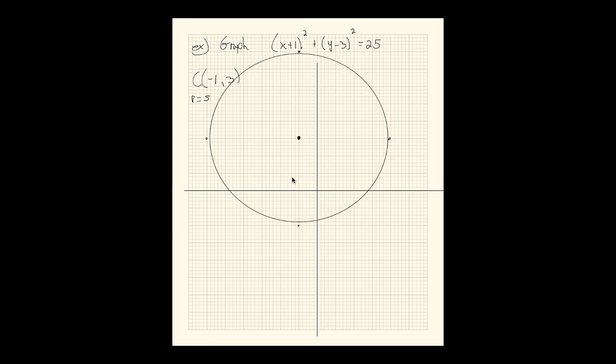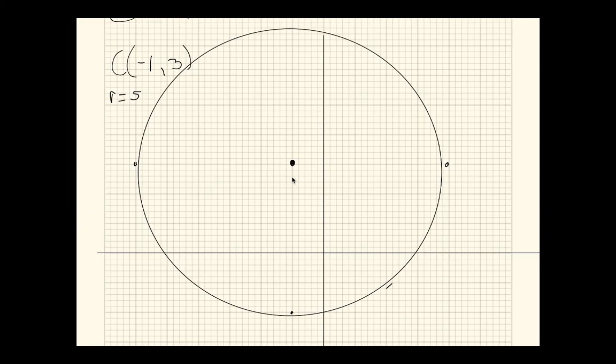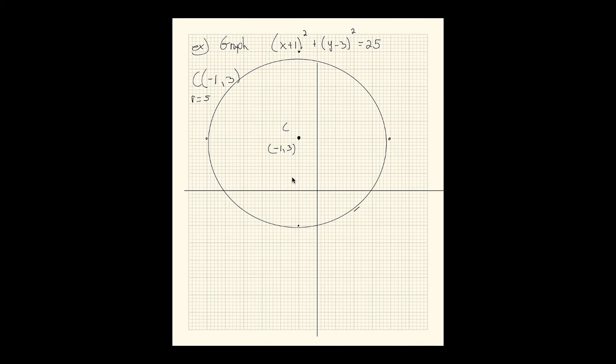That'll work. I'll take it. Label your center. This was point C at -1, 3. And that's it. That is the graph of the circle. So this equation represents every x and y that will be on here somewhere, on this circle.